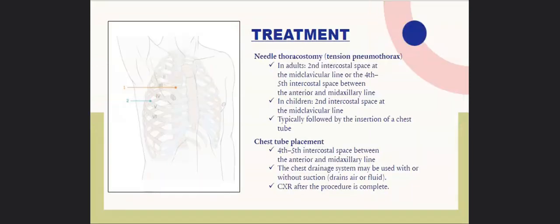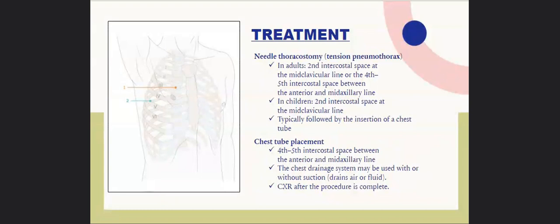Treatment, you can do needle thoracostomy, which is an emergency procedure that's usually done in tension pneumothorax. So the position where you do it in adults could be the second intercostal space in the mid-clavicular line, or the fourth or fifth intercostal space in the mid-axillary or anterior axillary line. This is typically followed by the insertion of a chest tube. In children, you normally place it in the second intercostal space at the mid-clavicular line.